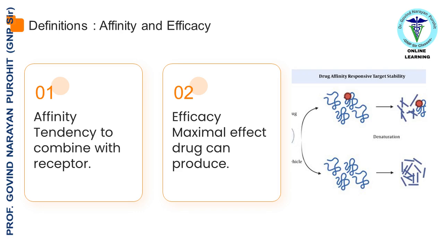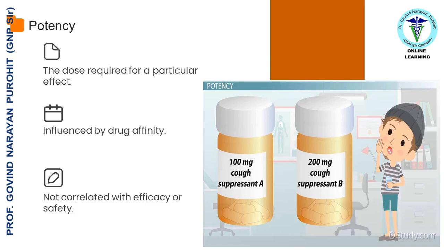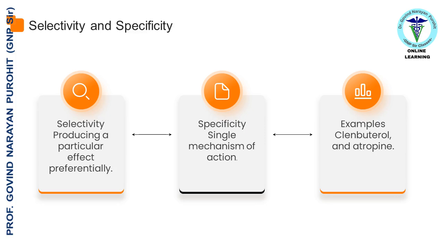The affinity is the tendency of a drug to combine with a particular type of receptor, whereas efficacy, also called intrinsic activity, is the maximal effect a drug can produce. The potency of a drug is the dose required to produce a particular effect. It is influenced by the drug affinity and is not correlated with efficacy or safety. Selectivity of a drug is the capacity of a drug to preferentially produce a particular effect. When all the effects produced by a drug are due to a single mechanism of action, the drug is said to be specific.